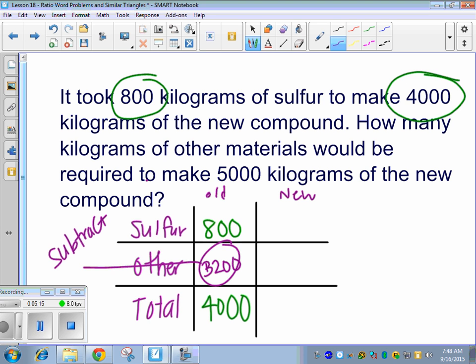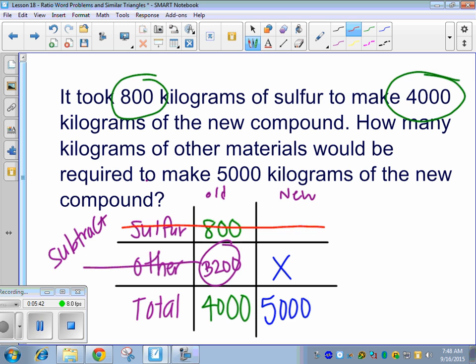3,200 of other to make 4,000 total. All right. So now, how many kilograms of other materials would be required to make 5,000 kilograms of the new compound? So this time we have 5,000 for the total, and I want to know how much other do I need. So my x goes here. If I had not subtracted to get that 3,200, we couldn't solve the problem.